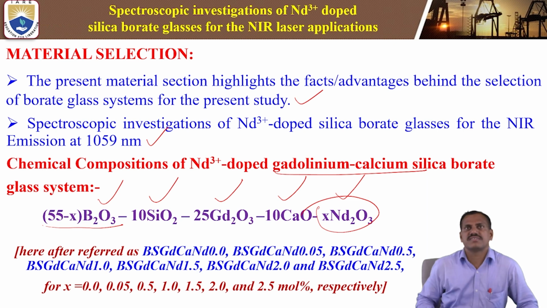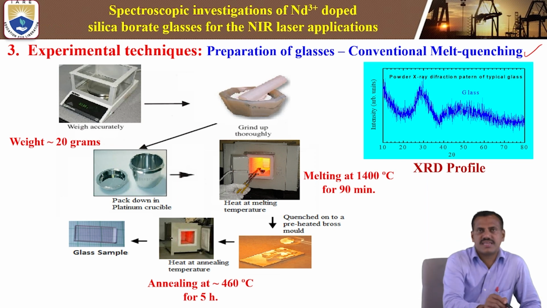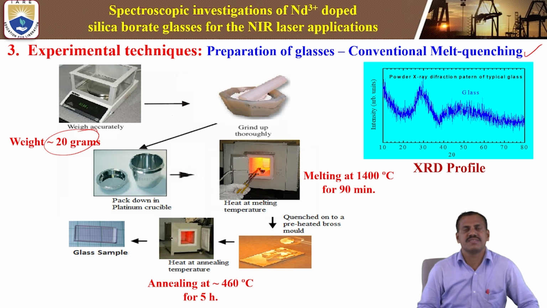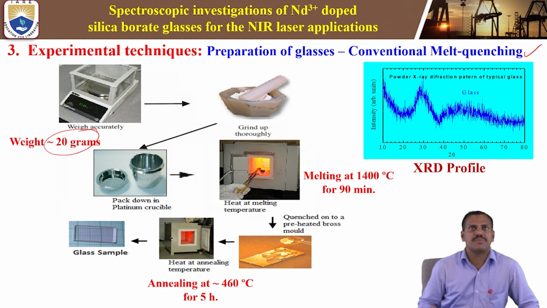So how was this glass sample prepared? We are going to discuss it in the experimental technique. The glasses were prepared using the conventional melt quenching technique. Initially, we take the above mentioned chemical compositions. The batch composition weight will be 20 grams, weighed using an optical balance.